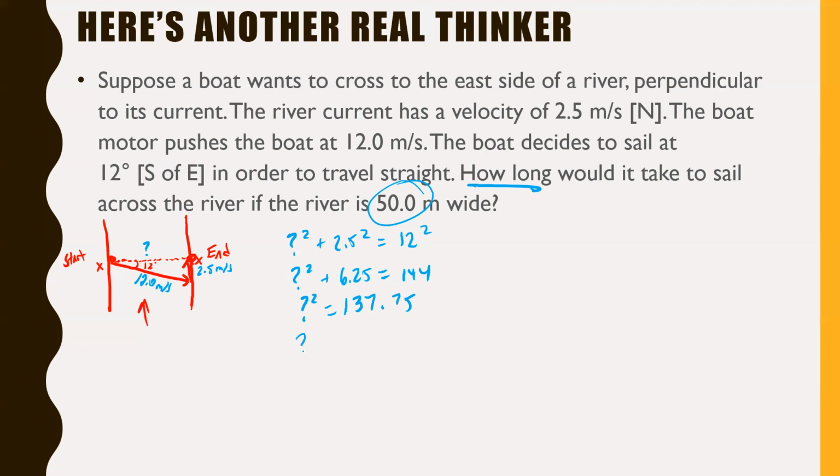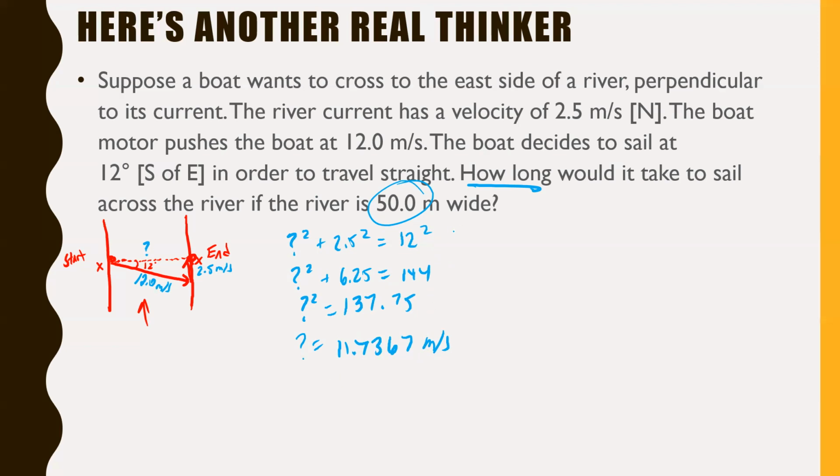Now I have to square root it. So our question mark, in other words, our speed traveling across this river, is going to be 11.7367 meters per second. That is the velocity that the boat is actually traveling across the river, going completely straight, just completely from west to east, completely straight east.